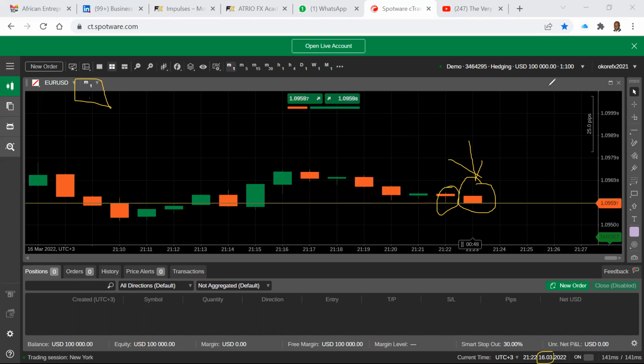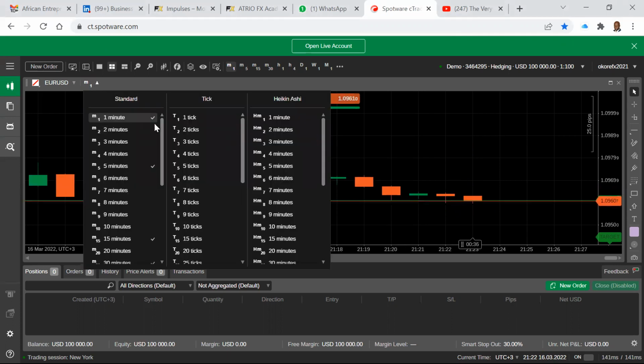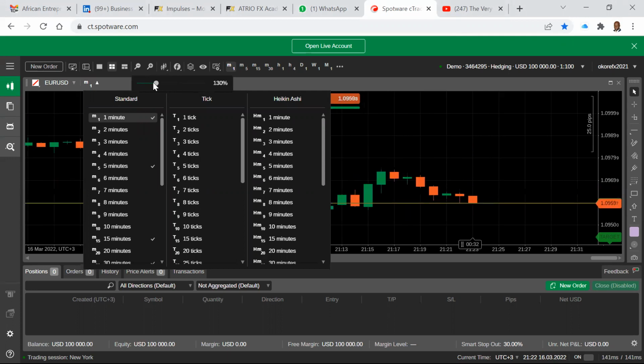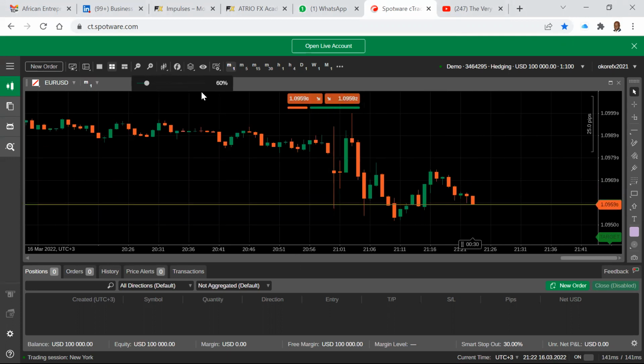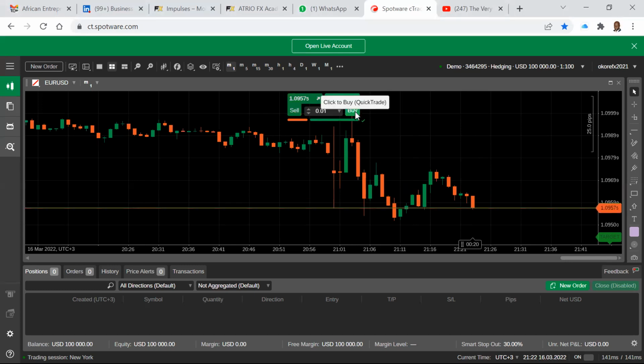Okay. So the reason why I was showing you that was to show you that once you know where the market is going, you can do your instant execution. Reduce this a little bit. Okay. If you put your cursor on top of these things here, you see this is sell. If I put it here, it's buy.